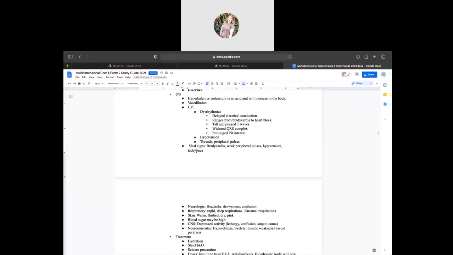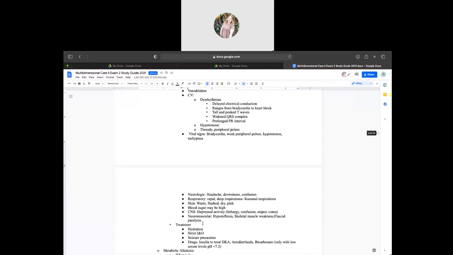Hypotension and tachypnea will occur. They may have a headache. They may be tired and confused. They're going to have those rapid deep respirations, aka your Kussmaul respirations. Their skin may be warm, flushed, dry, and pink. They may have a high blood sugar if they're suffering from DKA.